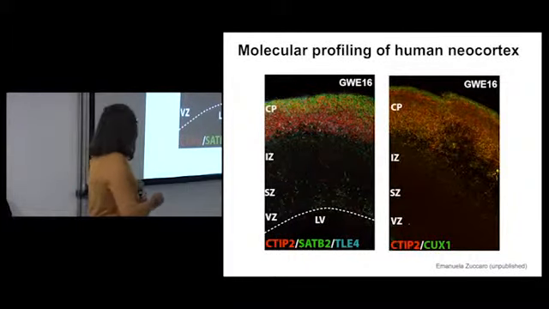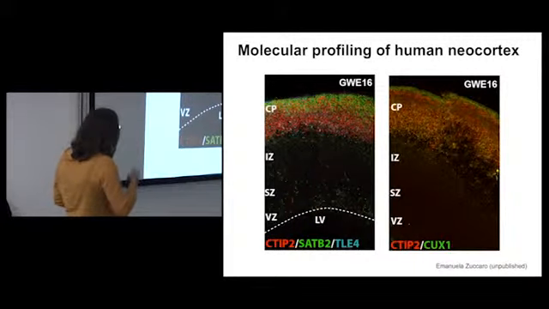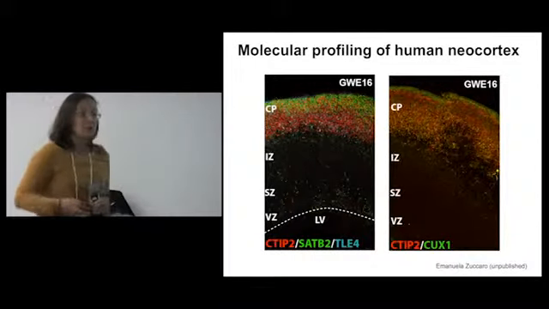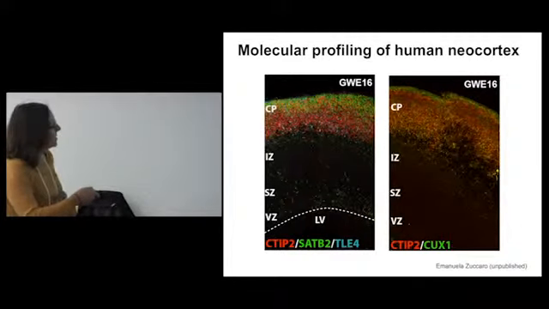This is an immunostaining of a coronal section of a human fetal brain at gestation week 16. And you can see that they have this beautiful cortical plate which stains again for some of the transcription factors that label the different classes of neurons. Here are two examples of that.